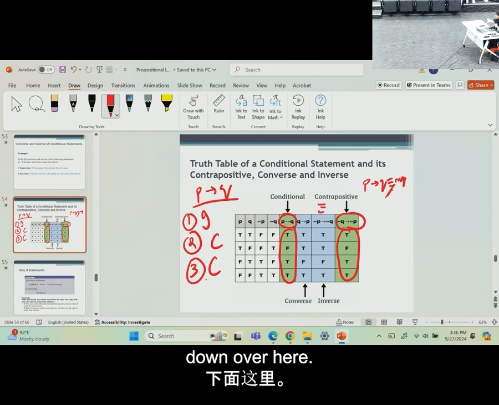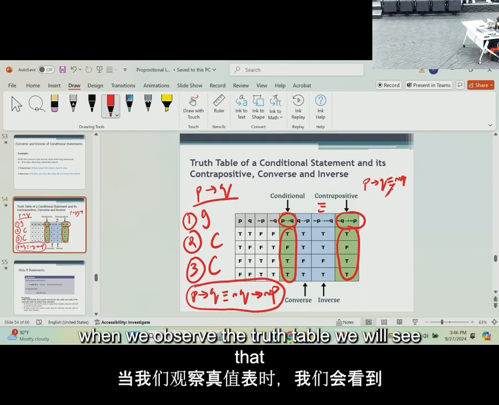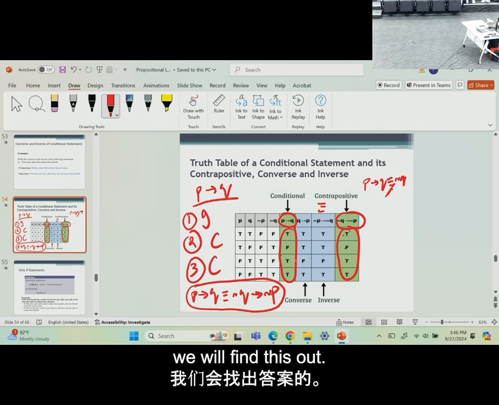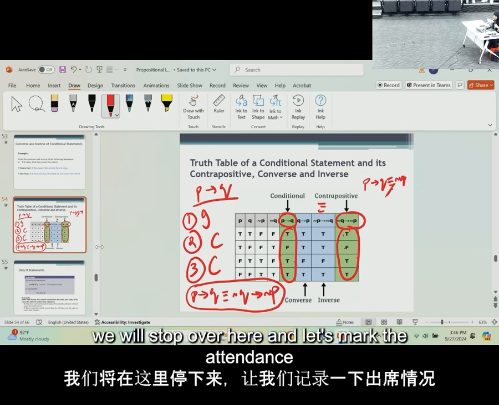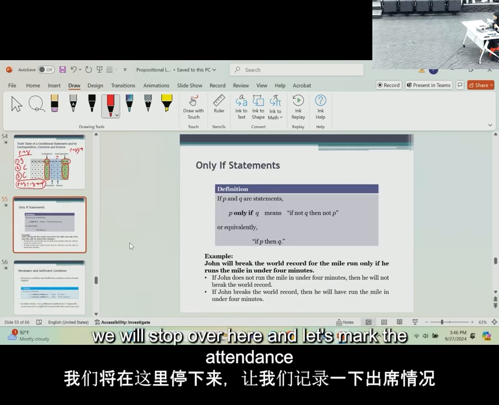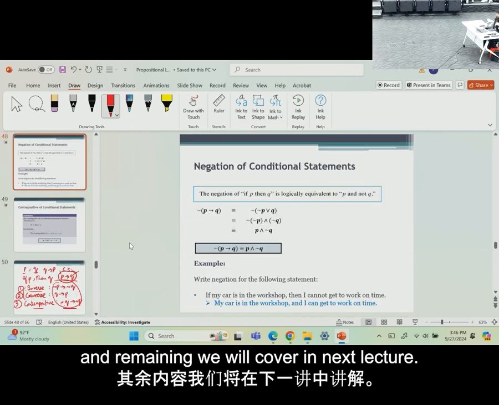Let me just write it down over here. So when we observe the truth table, we will find this out. Conditional statement and contrapositive, they are logically equivalent. So we'll stop over here and let's mark the attendance, and the remaining we will cover in the next lecture.